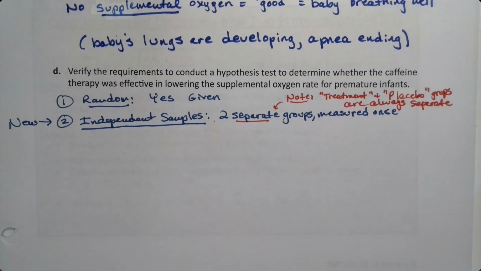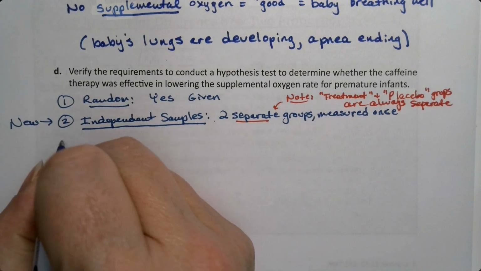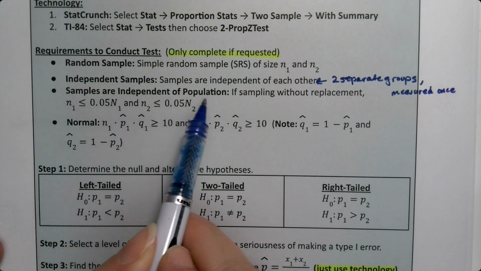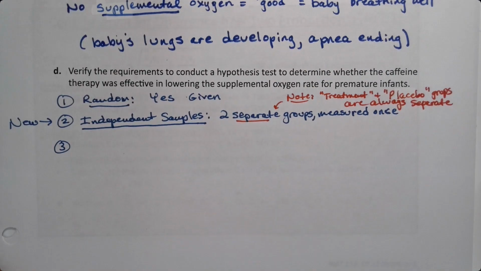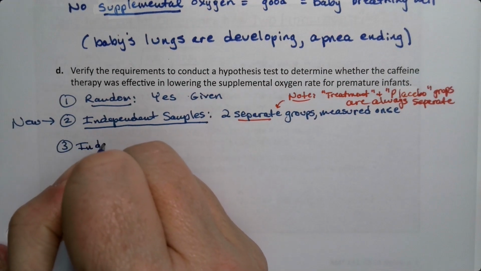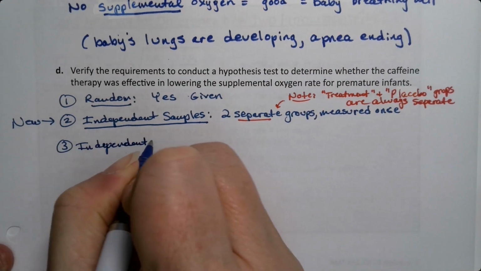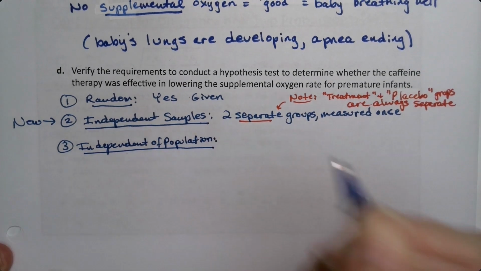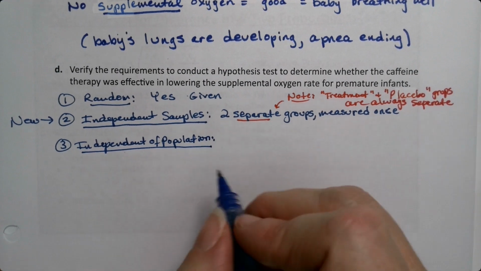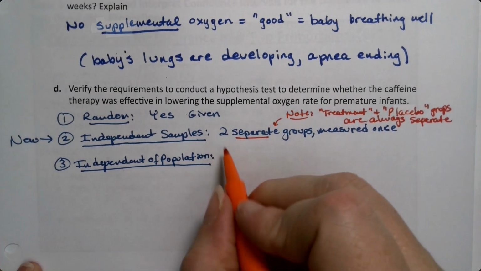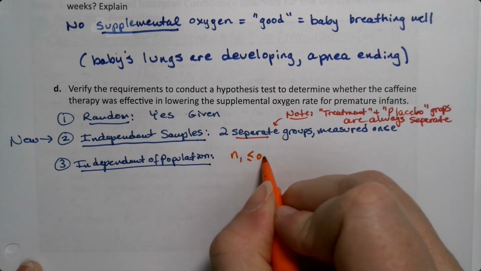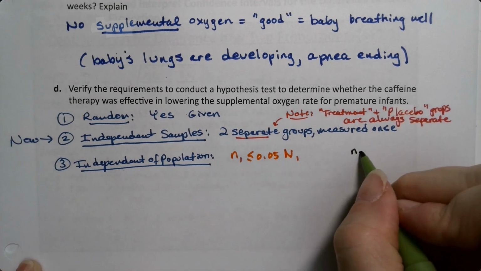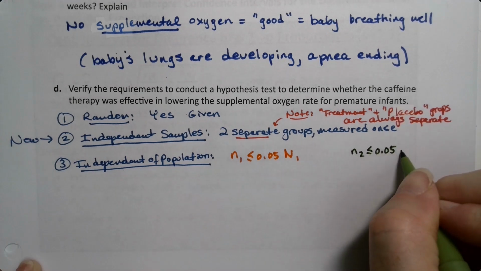But now, right, we have independent of the population. I wrote samples are independent of the population right there, but I'm just going to abbreviate it as independent of the population. So you have 2 types of independence to check. Okay, now to do this, we've done this for a while. We need little n1 to be less than or equal to 0.05 of capital N1. And we need little n2 to be less than or equal to 0.05 of capital N2.